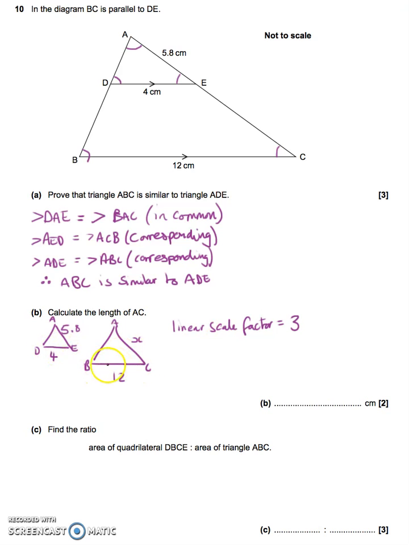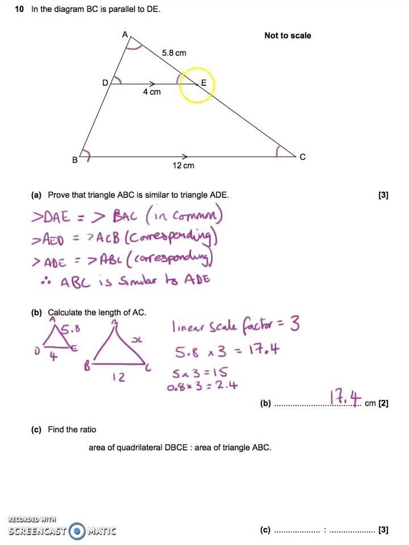This length is 3 times longer than this length, which means that this length has to be 3 times longer than this length. And so we're going to be able to work out that length now. I'm just going to multiply 5.8 by 3. If you do 5 times 3, you get 15. So I'm going to write this separately. 5 times 3, you get 15. And you do 0.8 times 3, you get 2.4. So you add those together, you're going to get 17.4 centimeters. And there's your answer for the length of A to C.